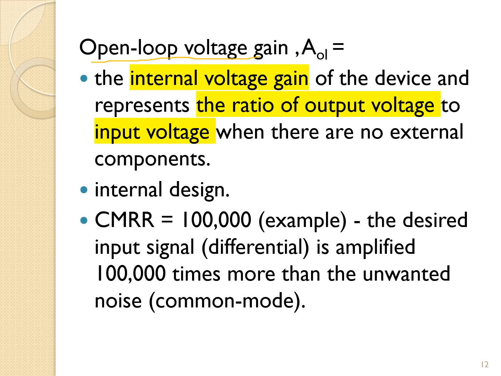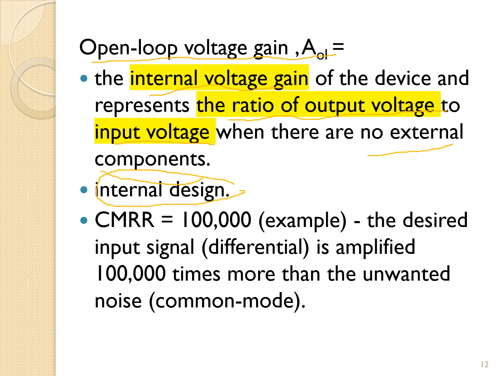The open loop voltage gain AOL of an OpAmp is the internal voltage gain of the device and represents the ratio of output voltage to input voltage where there are no external components. The open loop voltage gain AOL is set entirely by the internal design. Open loop voltage gain can range up to 200,000 or 106 decibels and is not a well-controlled parameter.